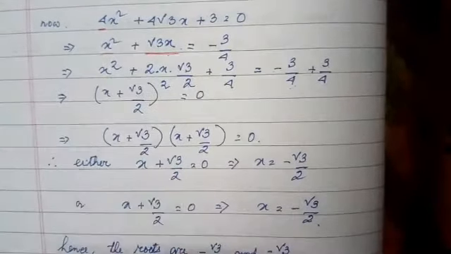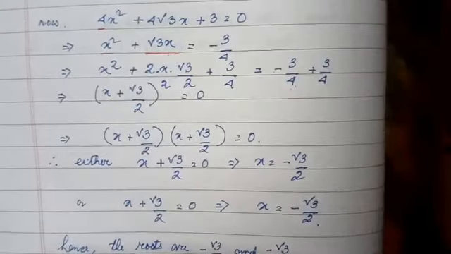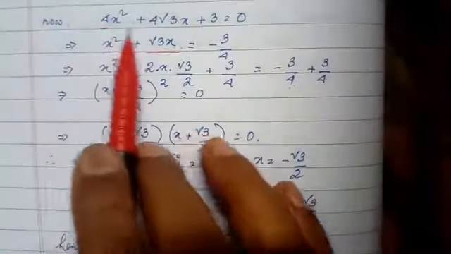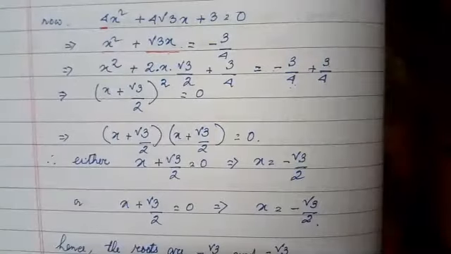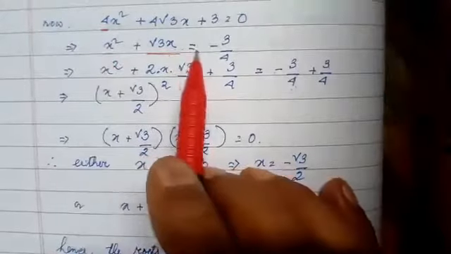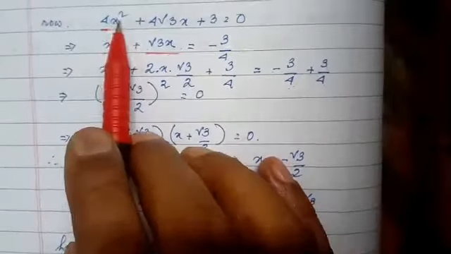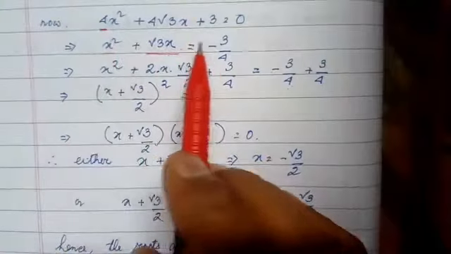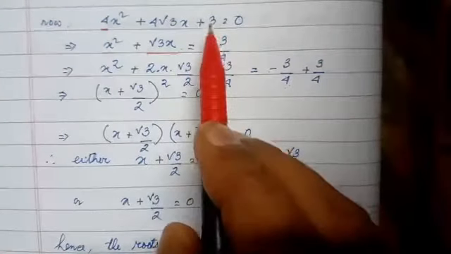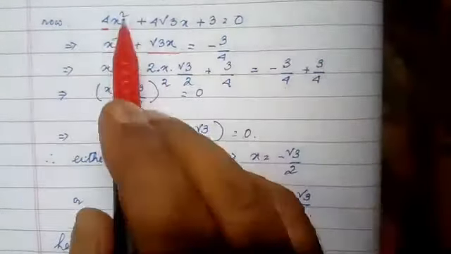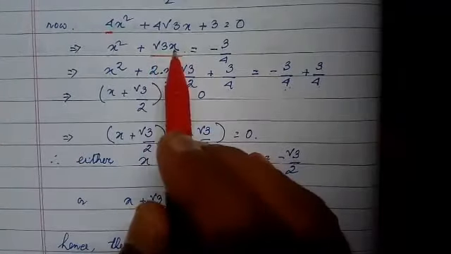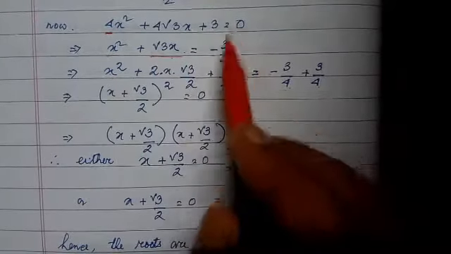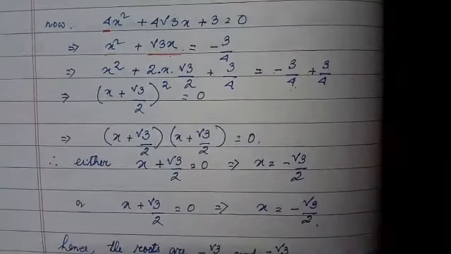Now, we need to find the roots by completing the square. See the method very carefully. It is the given equation. The coefficient of x square is 4. First, we need to divide the whole equation by 4. That is the coefficient of x square. And transfer the constant term to the right side. So it is x square plus 4 root 3 divided by 4, that is root 3x, is equal to minus 3 divided by 4, that is minus 3 by 4.